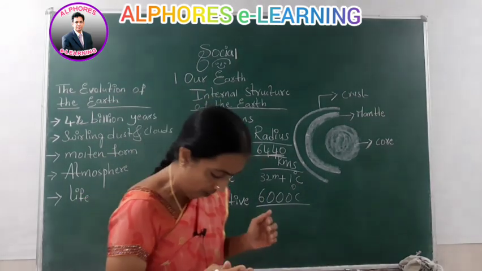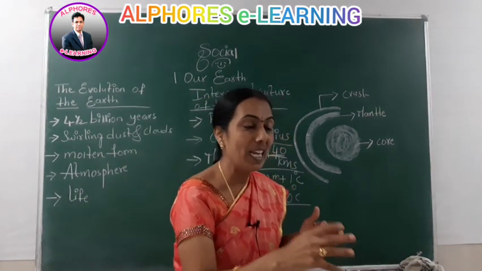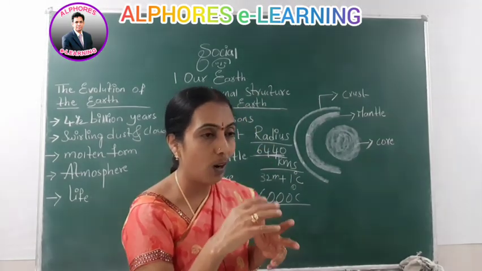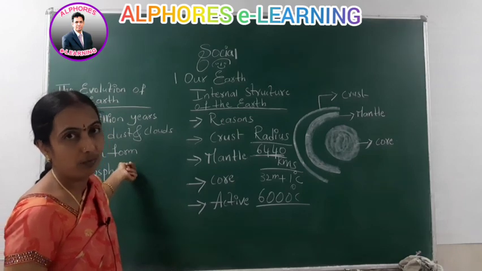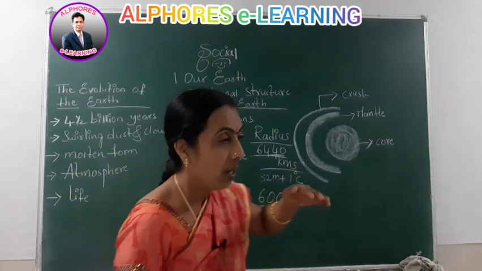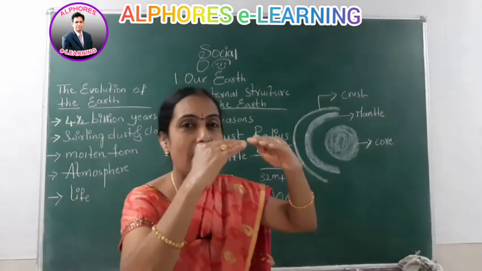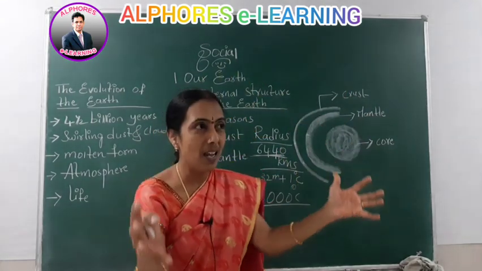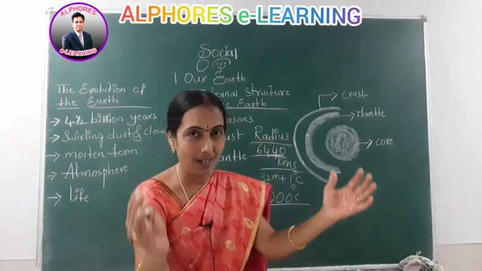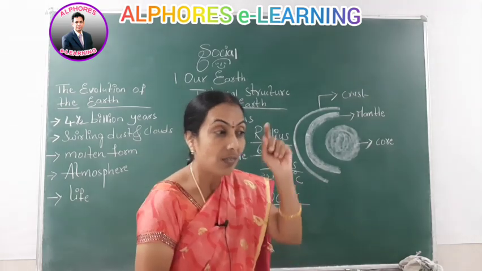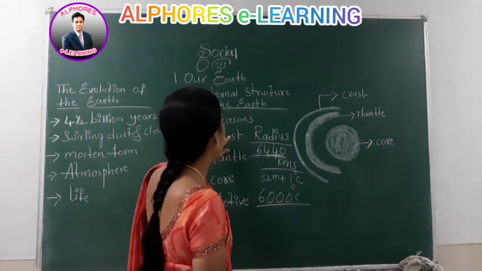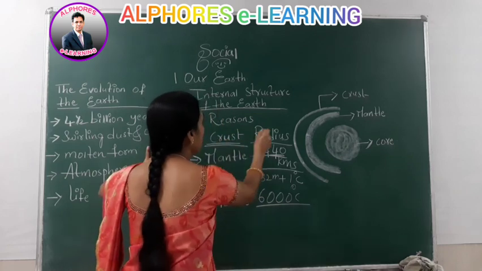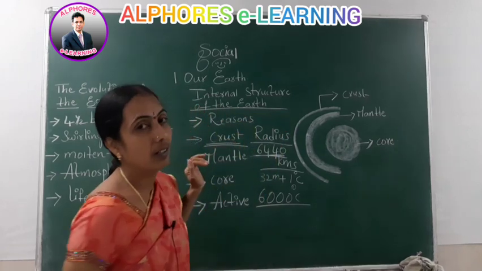Like that, when the earth was boiling in a molten form, as I explained in my earlier topic, all the lighter particles came up, cooled and formed a layer-like structure. That structure which was formed with the lighter particles is called the crust. This is the topmost layer of the earth.